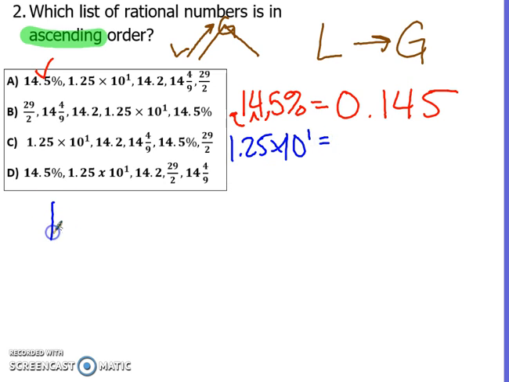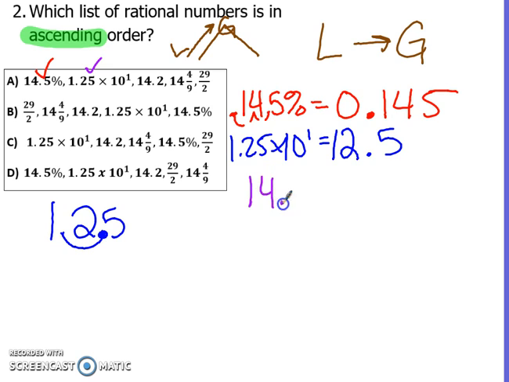All right, so I take the 1.25. It's to the first power. It's positive, so I got to go 1 to the right. So that's 12.5. Notice how I'm lining up my decimals, y'all? See how my decimals are lined up? All right, that's done. The next one is 14.2. Yay! It's already a decimal.